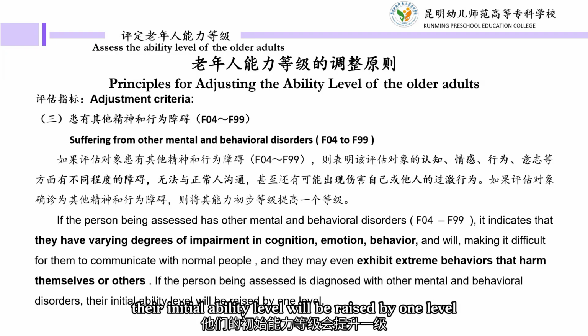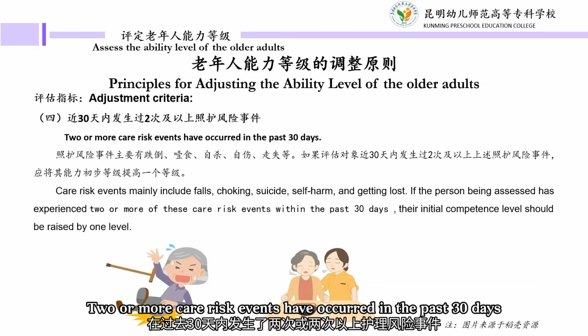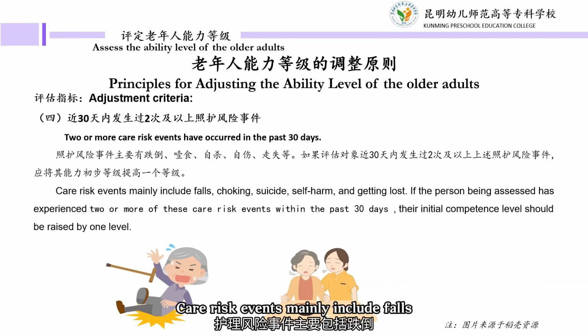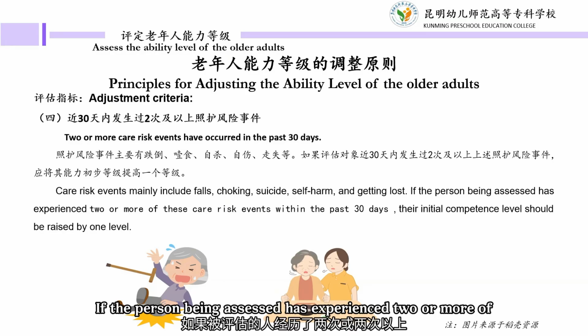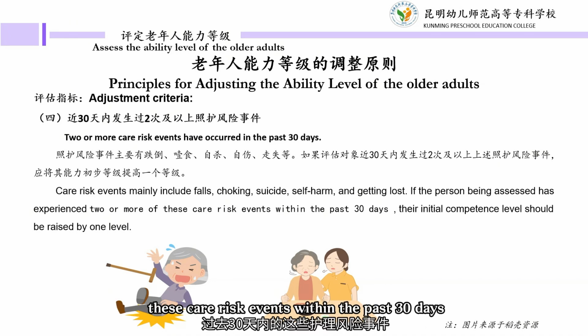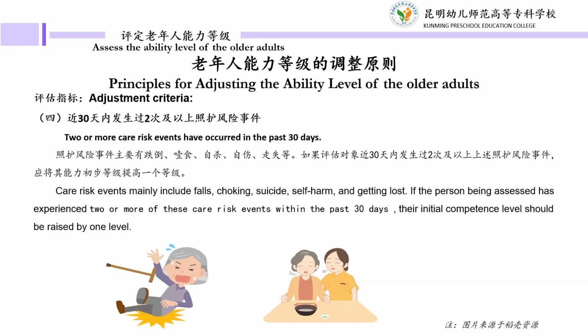by 1 level. If 2 or more care risk events have occurred in the past 30 days. Care risk events mainly include falls, choking, suicide, self-harm, and getting lost. If the person being assessed has experienced 2 or more of these care risk events within the past 30 days, their initial competence level should be raised by 1 level.